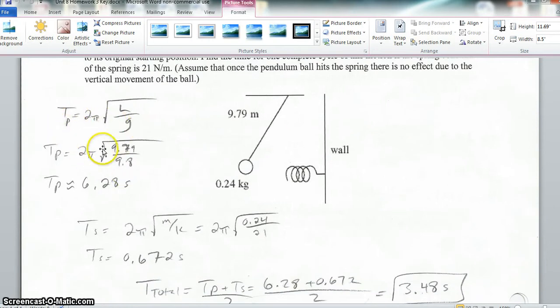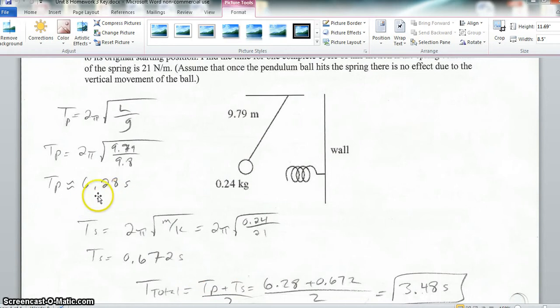So the period for the pendulum system, if I plug in the length of the pendulum and the acceleration of gravity, would be about 6.28 seconds. So that would be the period as if the pendulum was just swinging back and forth unabated, right, without any restriction. Okay. The period for the spring, if this spring was just oscillating back and forth, would be 2 pi times the square root of m over k, so about 0.672 seconds once I plug those measurements in.